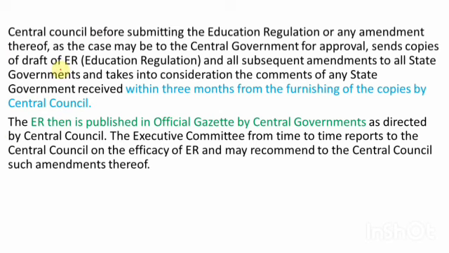The next, the Central Council, before submitting the education regulation or any amendment, as the case may be, to the central government for approval, sends copies of draft of ER, that is education regulation, and all subsequent amendments to all state governments, and takes into consideration the comments of any state government received within 3 months from the furnishing of the copies by Central Council. The education regulation then is published in the official gazette by central government as directed by the Central Council.